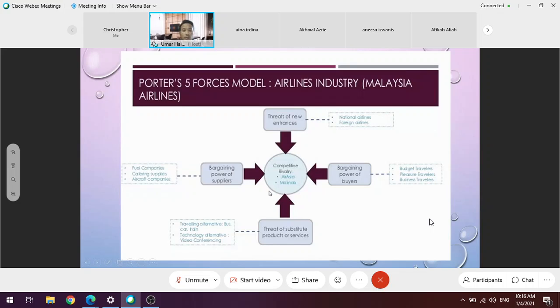So when we look at competitive rivalry, if we take the perspective in Malaysia, we can simply say the main competitors are AirAsia and Malindo, which are the alternatives given in the airline industry. Okay, and when we look at threat of new entrants, this is the emergence of national airlines as well as foreign airlines. And I believe that if you look at the operation of Malaysian Airlines, one of the ways they minimize the impact of competition is through cooperation.